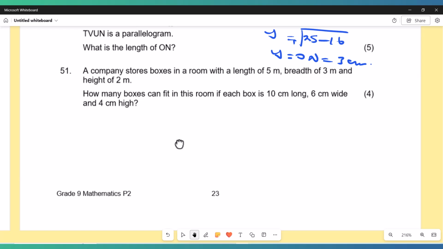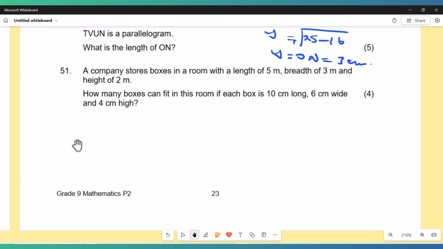Question 51 here says that a company stores boxes in a room with a length of 5 meters, breadth of 3 meters, and height of 2 meters. How many boxes can fit in this room if each box is 10 centimeters long and 5 meters wide? Okay, so here I'm going to find the volume of one box, then the capacity divided by that volume.